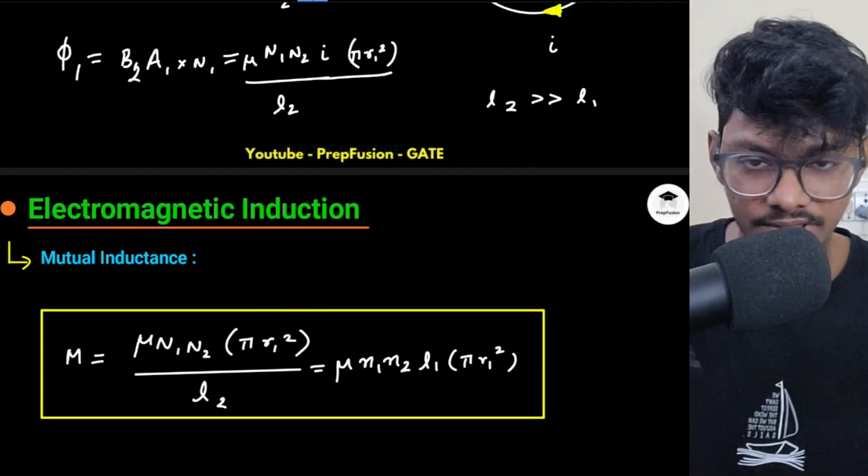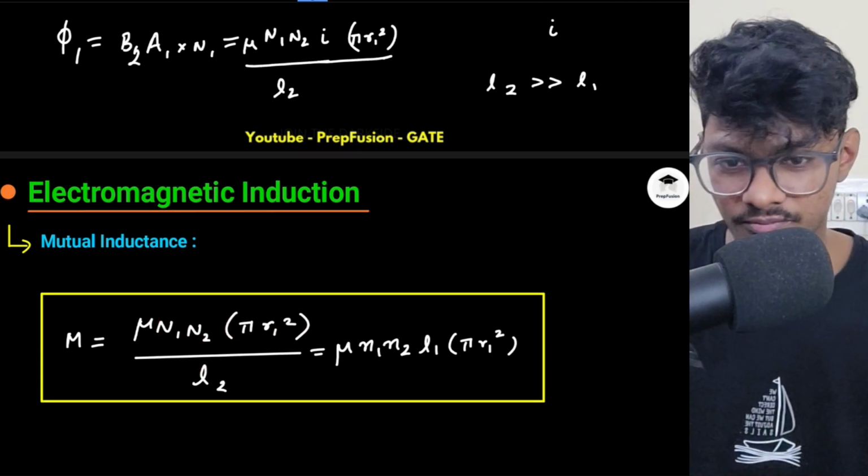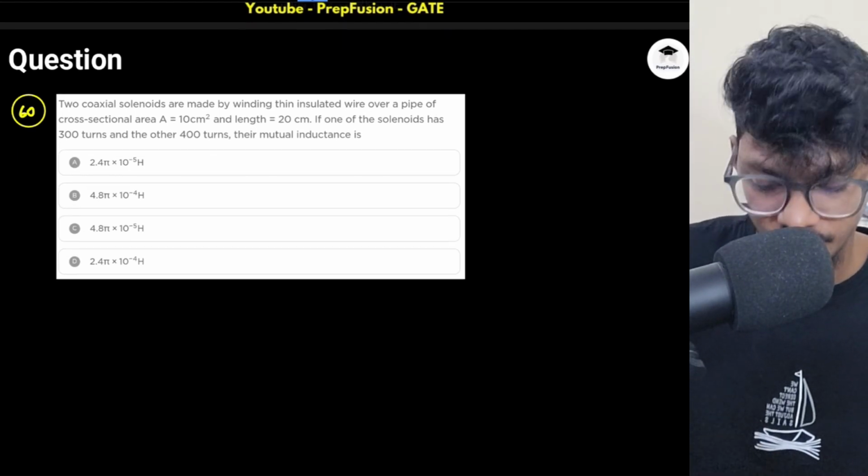Both the number of turns will be multiplied. So you can derive this. Okay, and from there you can proceed. So a few basic questions I have on mutual inductance.